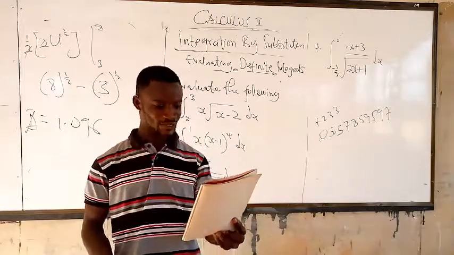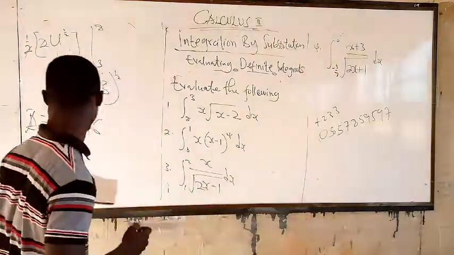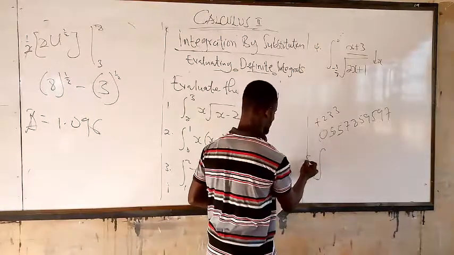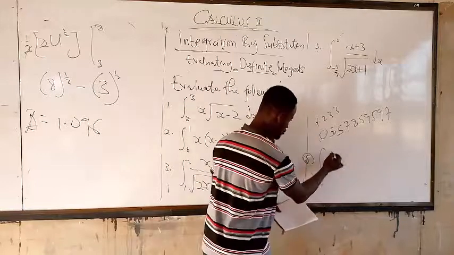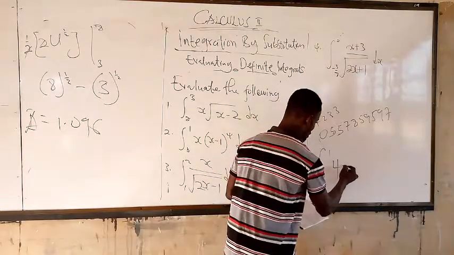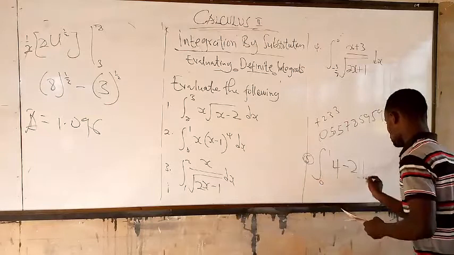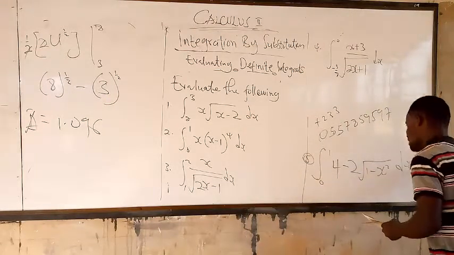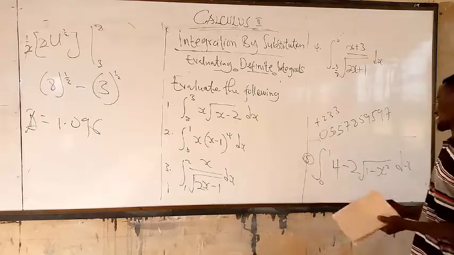I forgot to add this question. Let me add it. So add this one to it. Integral of 0 to 1 of 4 minus 2 square root of 1 minus s squared ds. Okay, so add this one to it, okay?